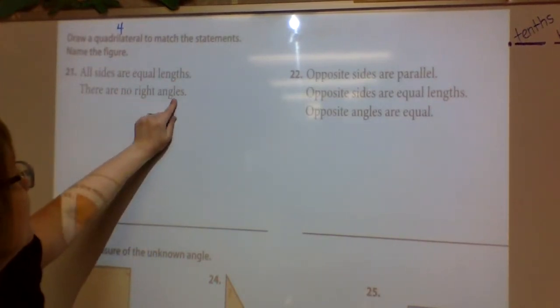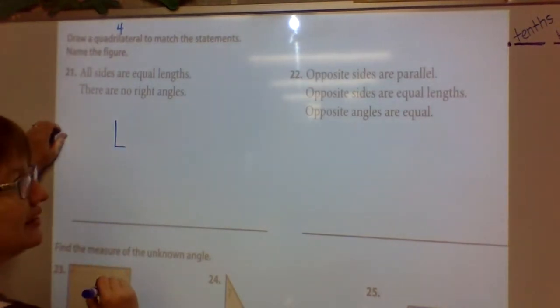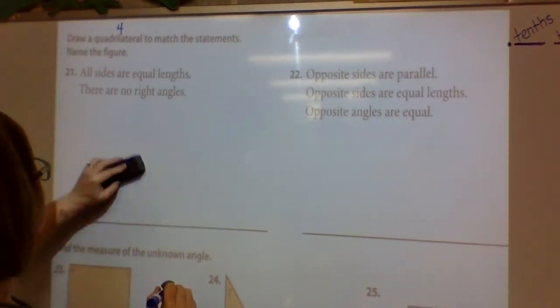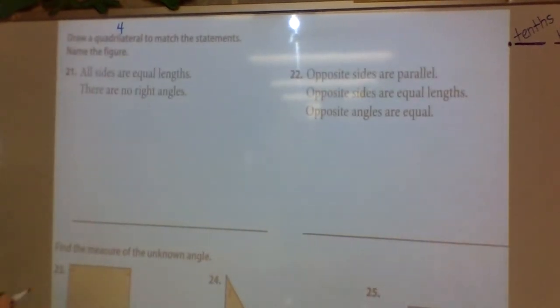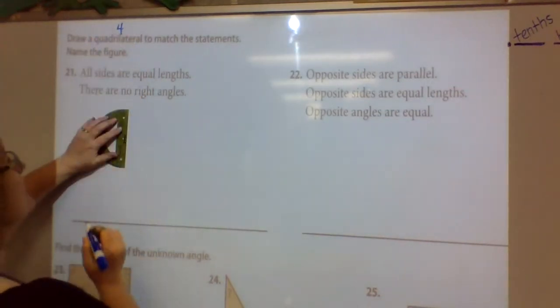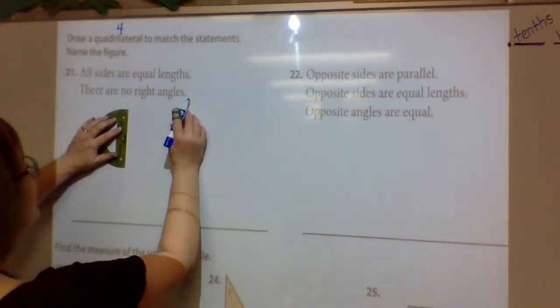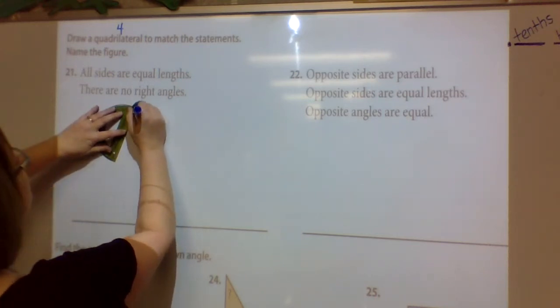There are no right angles. Okay. So this, we can't make any like that. So you have to make 4 sides equal lengths. So you're going to need something like a ruler, protractor. It has to have 4 sides and no right angles. So I'm going to make mine 2 inches.